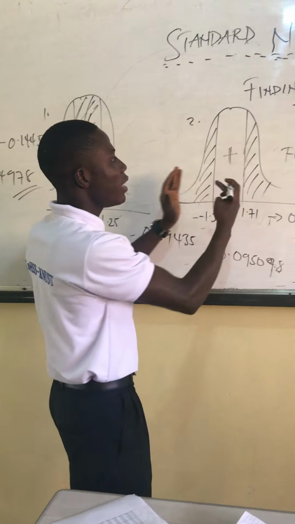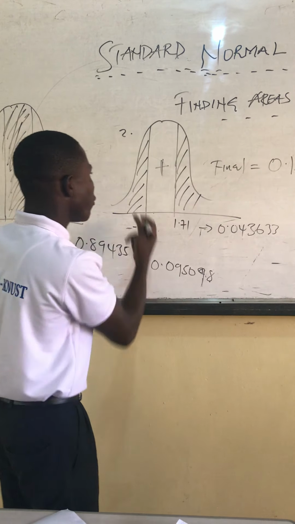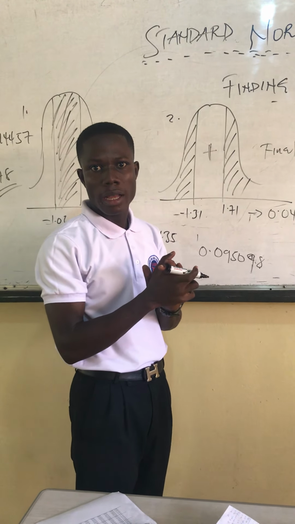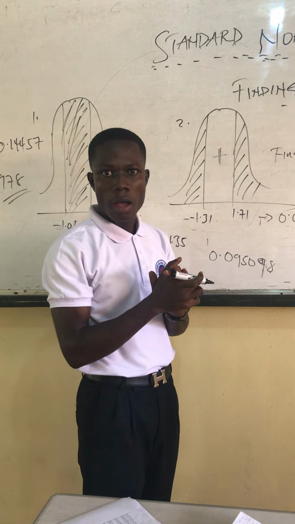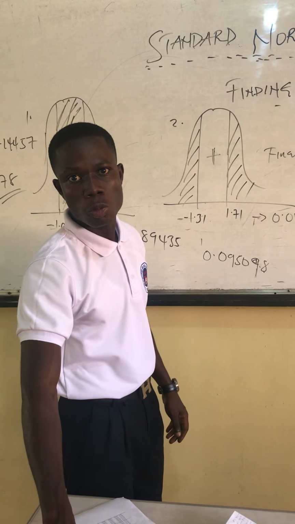And where the two sides are shaded, you find this one on the right of Z. You find this one on the left of Z. When you are done, you add the two numbers together. Please, I hope you're okay. Okay, so that's all about normal distributions.